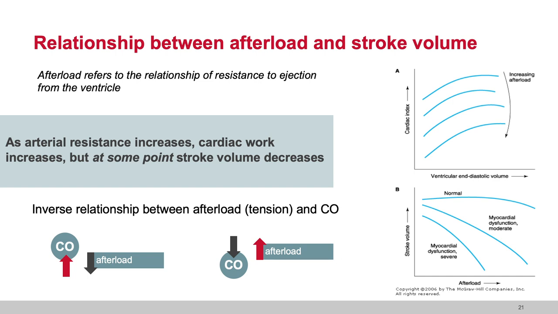So in general, we can say there's an inverse relationship between afterload, which is tension, and we talk about that as resistance and work, that the relationship between afterload and cardiac output is that when cardiac output goes up, the vessels will dilate to accept the cardiac output and your afterload goes down. Your calculation SVR goes down. When cardiac output goes down, your arteries will constrict, and that means that you will have a corresponding resistance evaluation of an increased afterload. Your SVR calculation will go up.